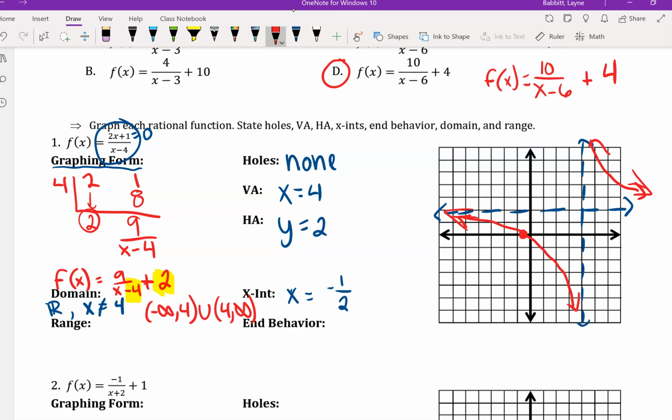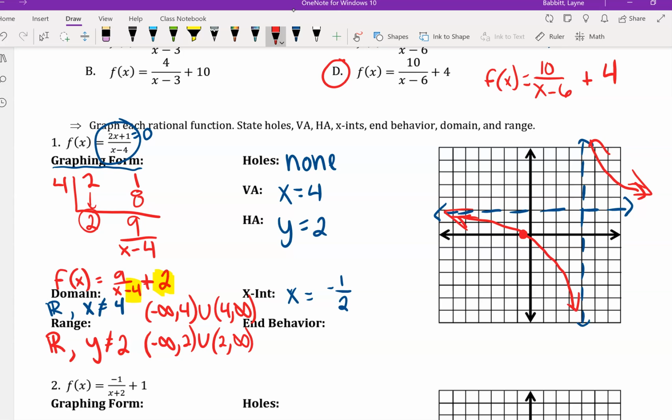All right, range, it can go forever up and forever down, but there is a horizontal asymptote, so it can't touch the horizontal asymptote, so it's going to be all real numbers except y cannot equal 2. You could also write this as -infinity to 2, and then 2 to infinity, but not including 2.